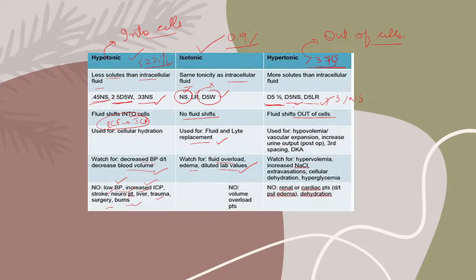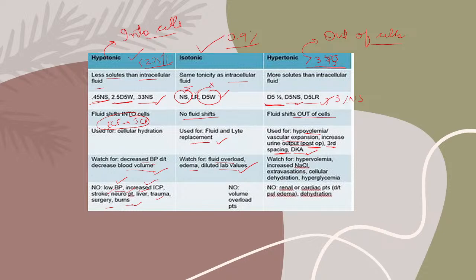The indications for using this hypertonic fluid are hypovolemia, vascular expansion, and increased urine output. Like in post-op patients, we would be using this to increase the urine output. Then if third spacing is there, and diabetic ketoacidosis.